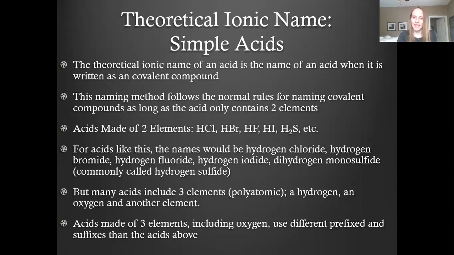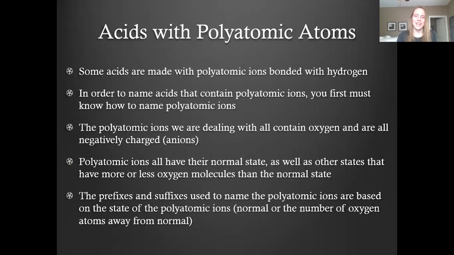There are, however, many acids that are polyatomic, which means they contain more than just 2 ions, essentially. And so we're going to be looking at how that works instead. So if you have polyatomic ions in your acid, you're going to have to use slightly different naming rules. All of the polyatomic ions that we're going to be dealing with contain an oxygen, and they are all anions, which means they're negatively charged.